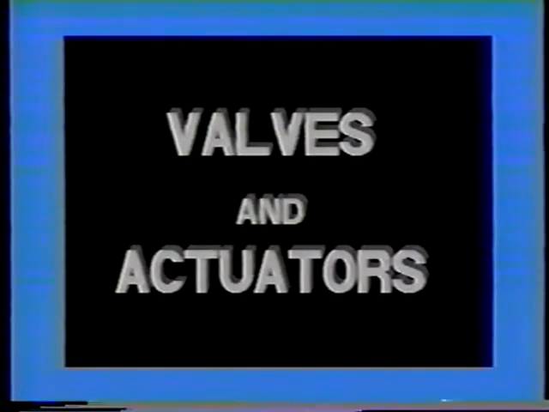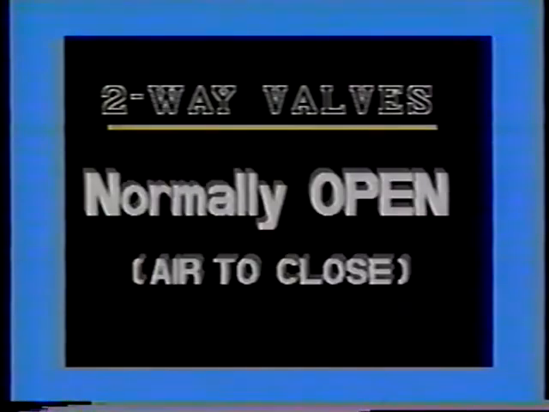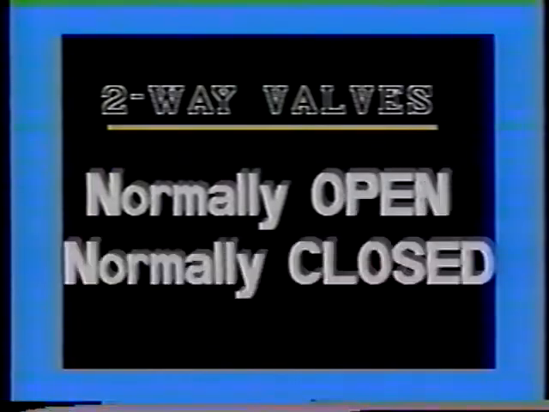Having discussed damper actuators, let's look at valves and valve actuators. There are two basic types of valves in this presentation, two-way and three-way. Two-way valves are available in two types of body construction. They are normally open, which is also referred to as air to close, and normally closed, which is also referred to as air to open. These descriptive terms refer to the position of the valve body and actuator combination when air is removed from the actuator.